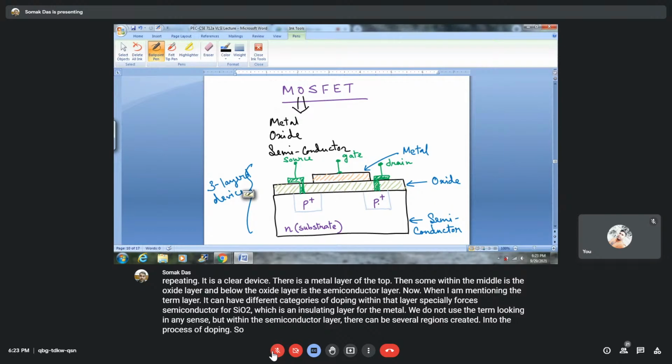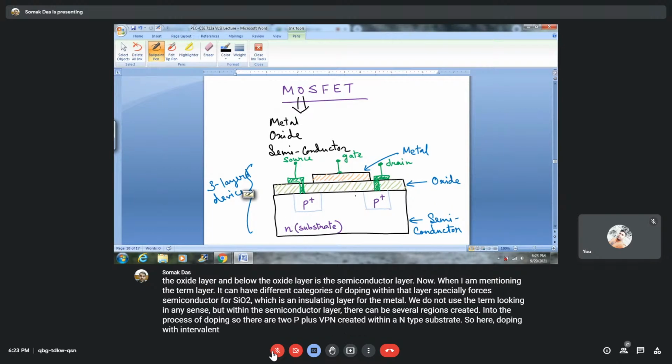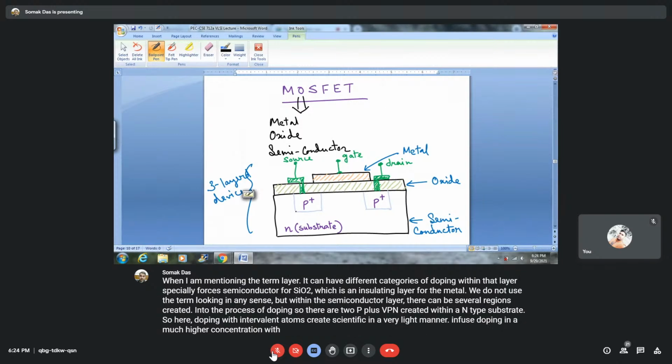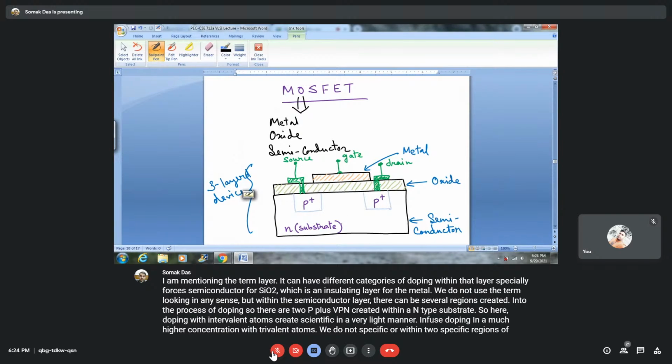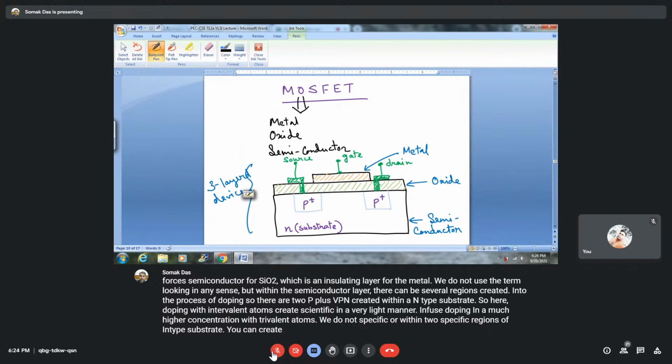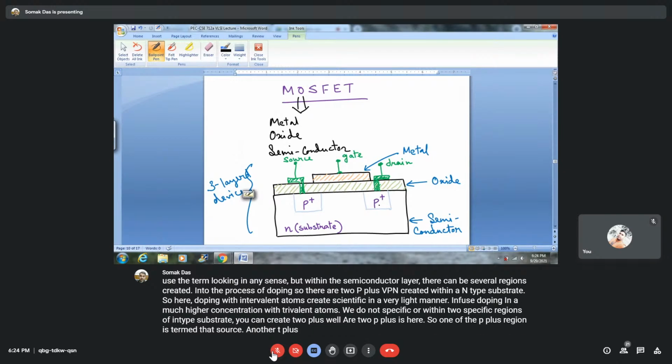So there are 2 P plus regions created within an N-type substrate. Here doping with pentavalent atoms creates an N-type substrate in a very light manner. If you infuse doping in a much higher concentration with trivalent atoms within 2 specific regions of the N-type substrate, you can create 2 P plus well regions. One of the P plus regions is termed as source, another P plus region is termed as drain.